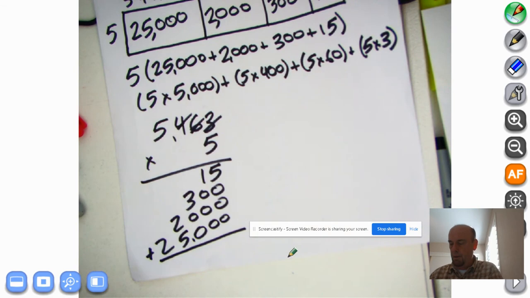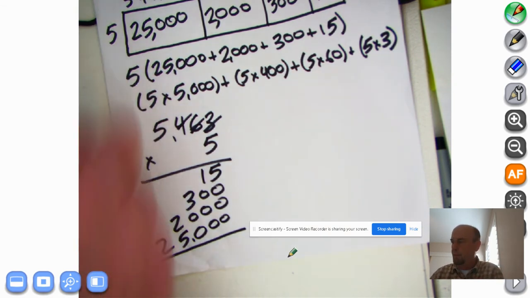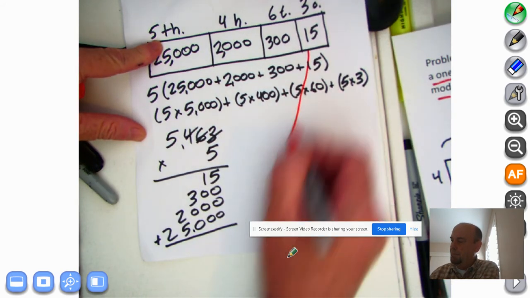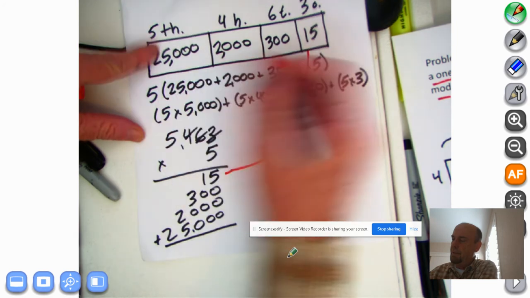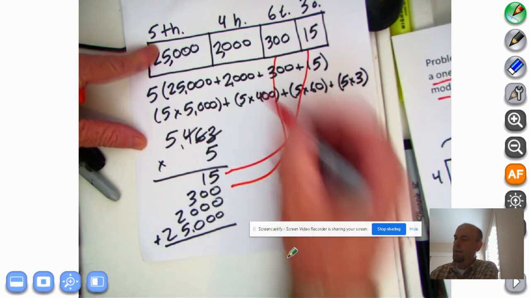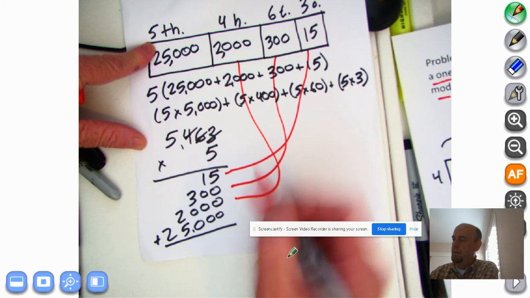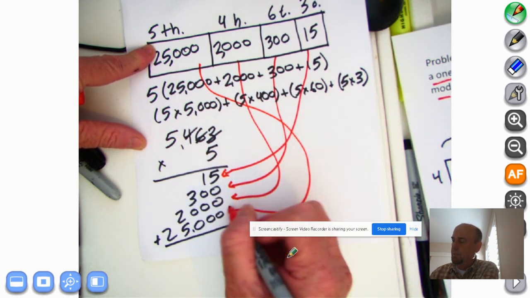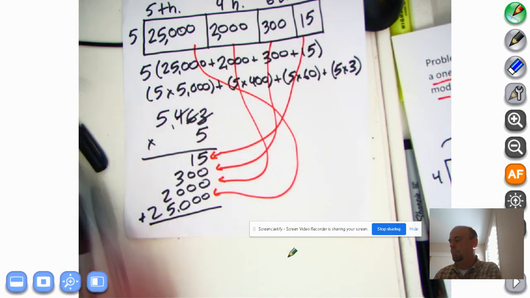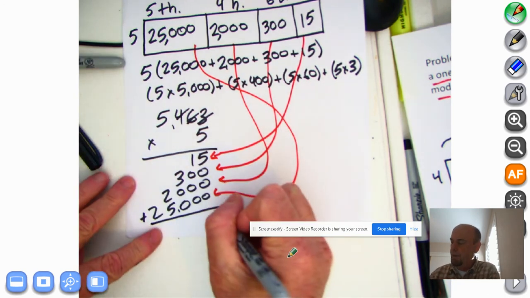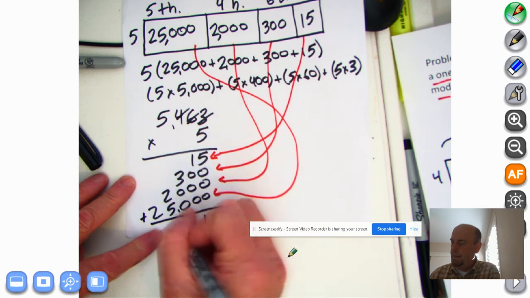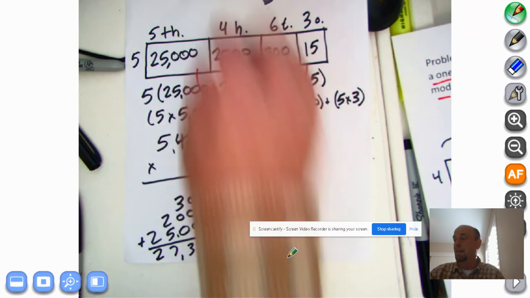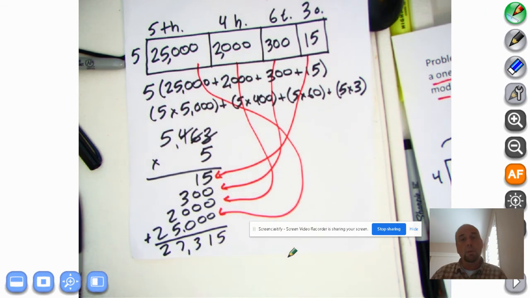So let's just take another quick look at this before we do anything crazy like adding up. No, that's not that crazy. So here's the 15. 5 times 3 is 15. 5 times 60, 300. 5 times 400, 2,000. And 5 times 5,000, 25,000. So there we have it. So we're ready to add this all up. We go 5, 1, 3, 7, 2. You know what? I didn't do the rounding, but had I done the rounding, it would have been 5,000 times 5, which would have been 25,000. So it would have been close to this.